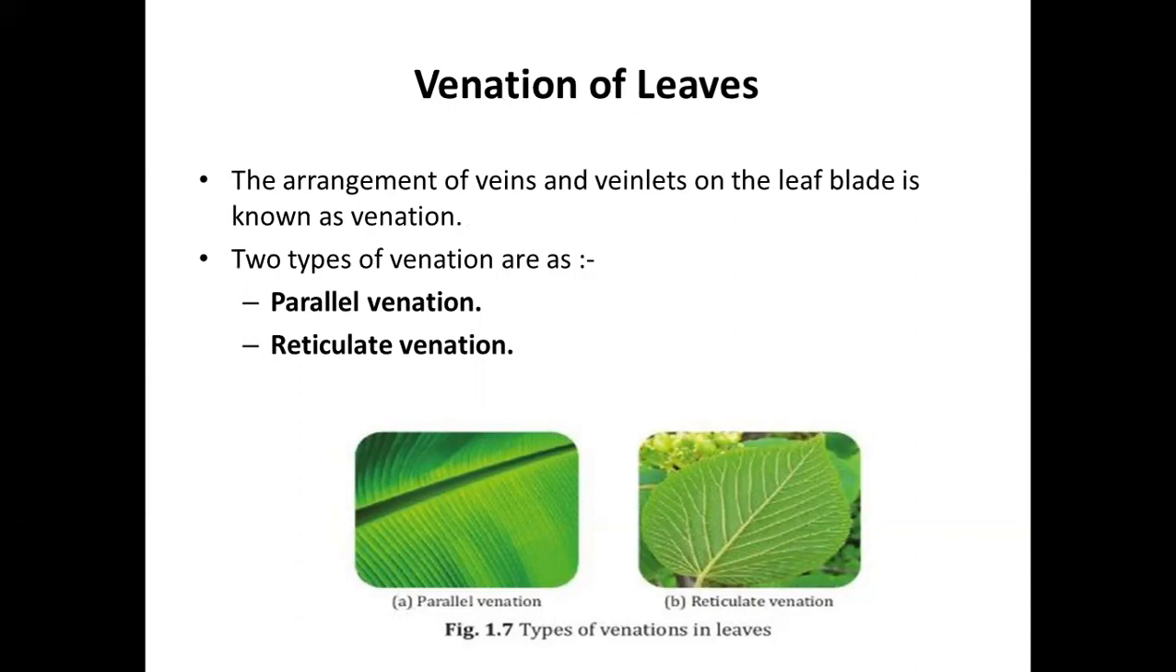So the arrangement of veins and veinlets on the leaf blade is known as venation. And we can see two types of venation in plants, that is parallel venation and reticulate venation. An example of parallel venation is in banana leaves, and of reticulate venation, peepal or mango.